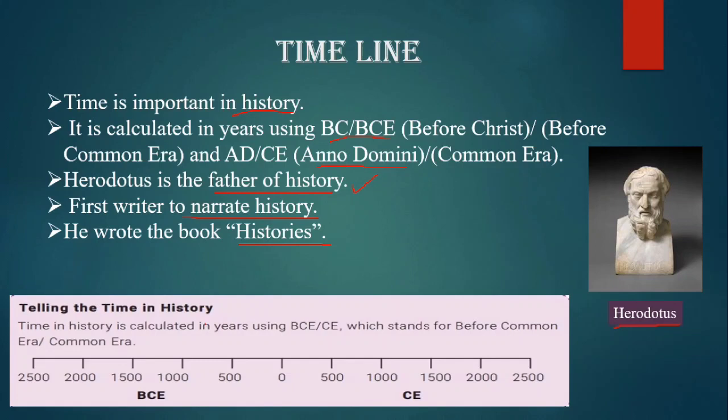Here I have shown the timeline picture. In the middle is 0. From 0 to the left-hand side: 500, 1000, 1500, 2000, 2500. When you say BC events, the years have to reduce, coming from the left-hand side to the right-hand side. That is 2500, 2000, 1500, 1000, then you reach 0. When you talk about AD, you have to increase the years from left to right: 500, 1000, 1500, 2000, 2500. Have you all understood, children? I hope you understood.